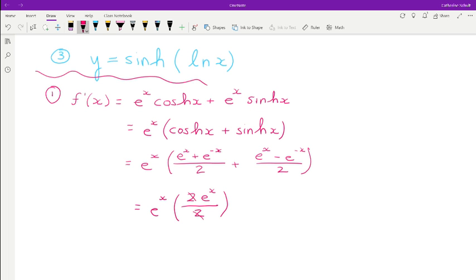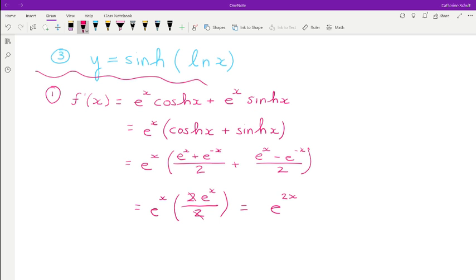2's cancel. e to the x times e to the x is just, let's see, when we multiply, we add up the exponents. So it'll be e to the 2x. So all of that for e to the 2x. It's kind of fun, right?